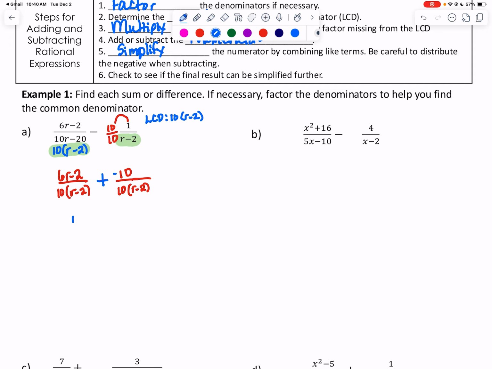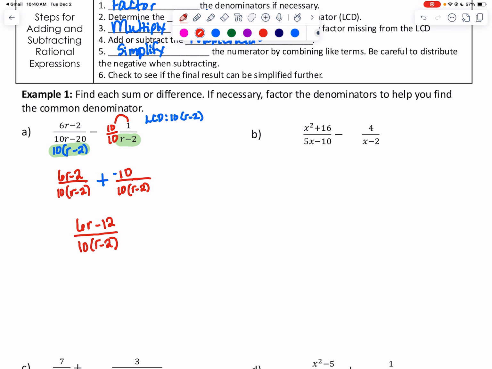So we would have 6r, and then negative 10 plus negative 2 would give me negative 12 over our common denominator of 10 parenthesis r minus 2.